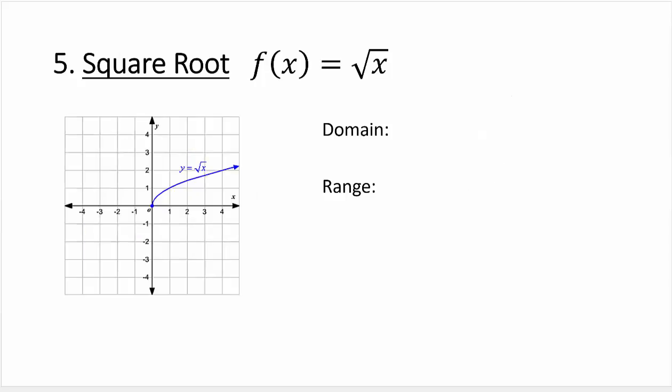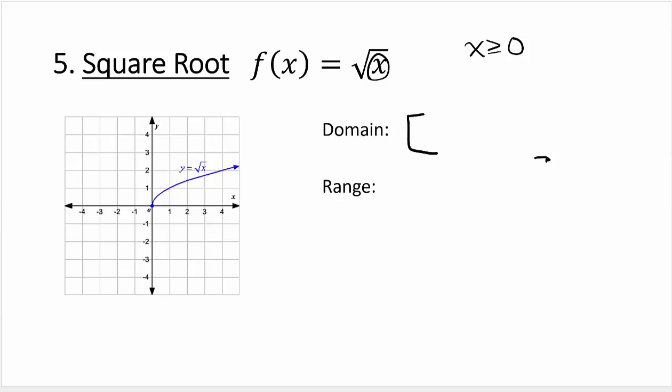Alright, so then the fifth function is our square root function. f of x is equal to the square root of x. As we're looking at this, remember we said for the domain, whatever is underneath our square root, or a radical, has to be greater than or equal to 0. So in this case, what's underneath the radical is an x. So we need x to be greater than or equal to 0.